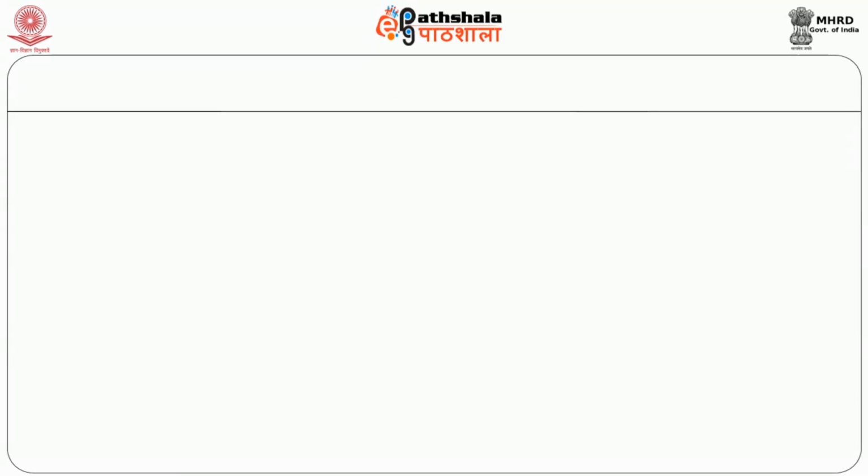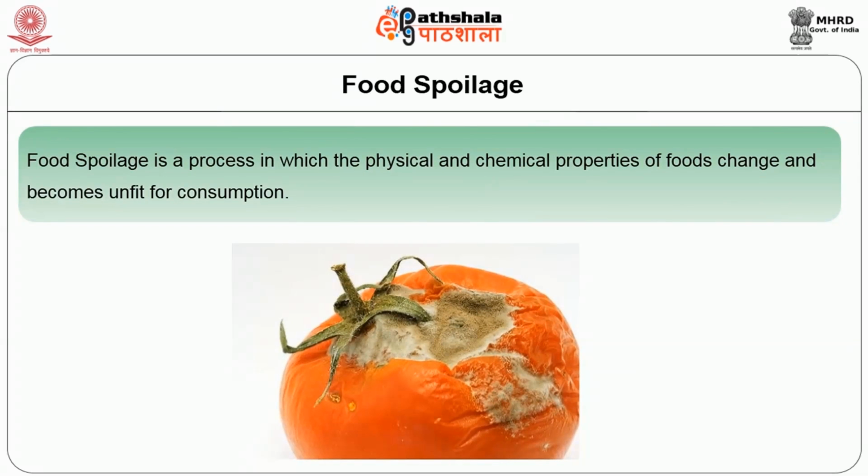First, we'll see what food spoilage is. Food spoilage is a process in which the physical and chemical properties of foods change and become unfit for consumption. Many external forces are responsible for causing undesirable changes in the food which lead to spoilage. Such undesirable changes can be noticed by smell, taste, touch or sight.